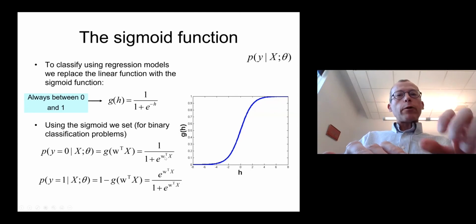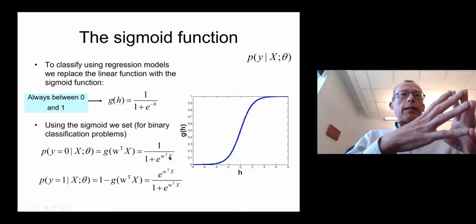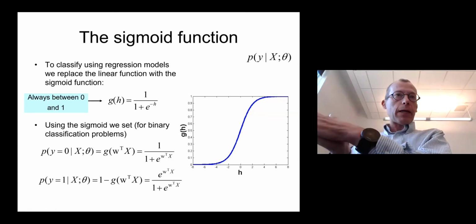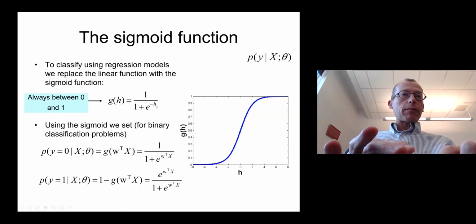So what did we do here? W transpose x is a regression, right? W is the parameters, x is the inputs, and this is the h that we have here.